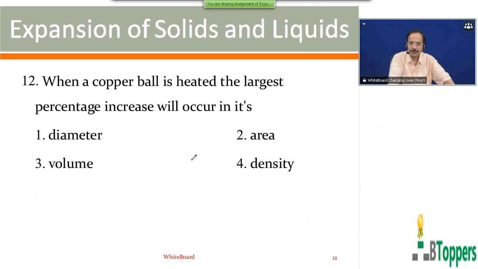So look at the next question, question number 12. When a copper ball is heated, the largest percentage increase will occur in its volume. As I already discussed, when a regular uniform isotropic solid is heated uniformly, the percentage increase in its surface area is 2 times the percentage increase in the linear dimension, like diameter. But the percentage increase in volume will be 3 times the percentage change in the length. So I will continue the discussion in my next class. And density will decrease with increase in temperature.